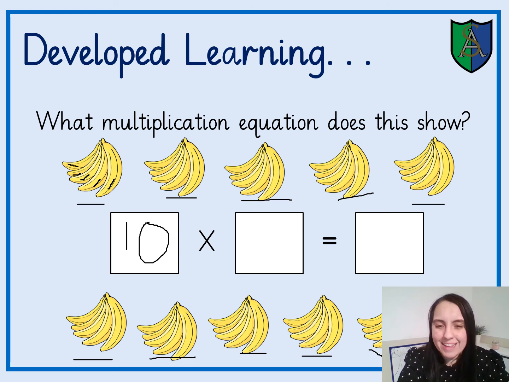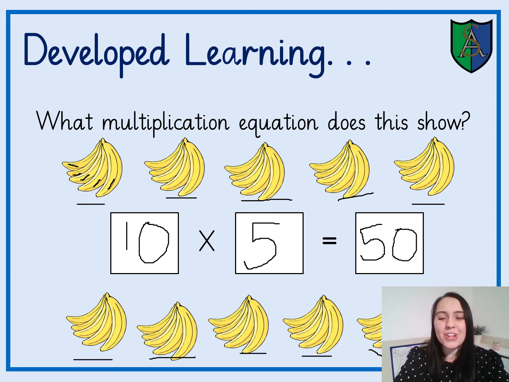Now, we need to write that in our equation. There are 10 groups of 5 bananas. We are looking at 10 groups of 5, 10 times 5, okay? Let's count in our 5s to find out the answer of the bananas all together. 5, 10, 15, 20, 25, 30, 35, 40, 45, 50. There are 50 bananas in total.